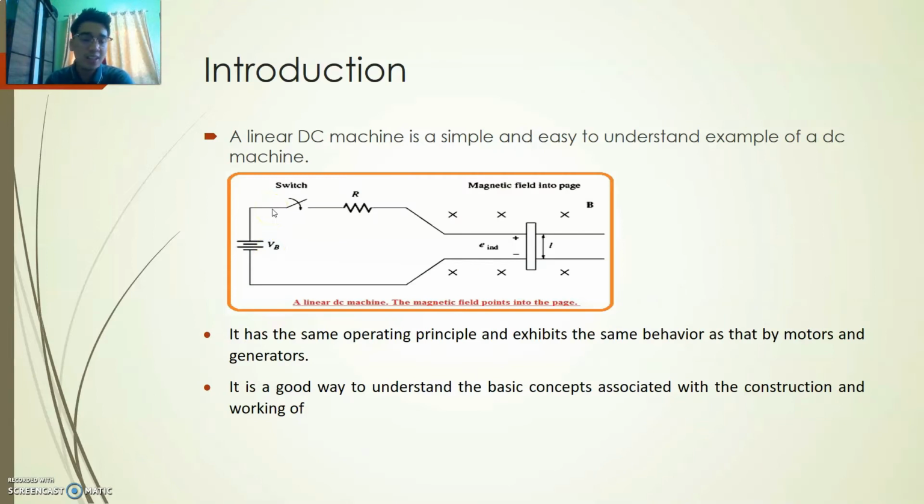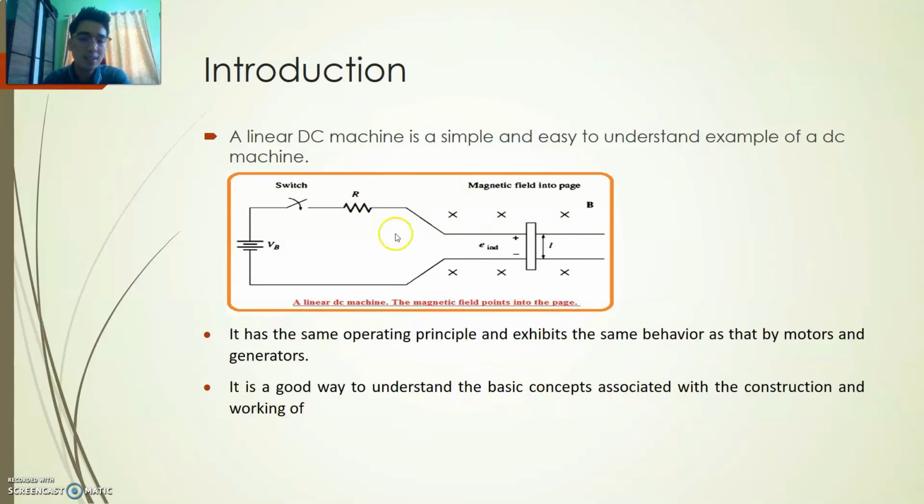In this video, we are going to study a concept which will be very helpful in understanding the operation of electrical machines, especially the speed of a DC motor or generator. So first, what is a linear DC machine? A linear DC machine has the same operating principle and exhibits the same behavior as motors and generators. It is a good way to understand the basic concepts associated with the construction and working of them.